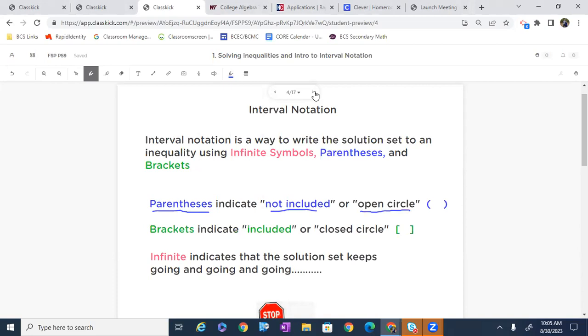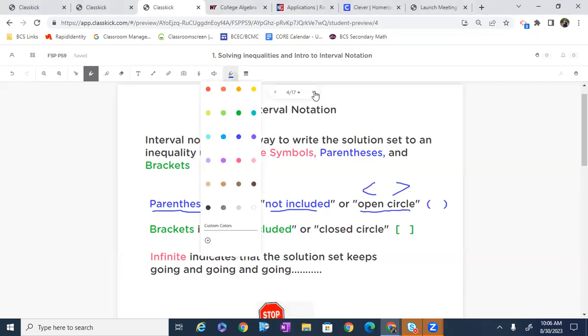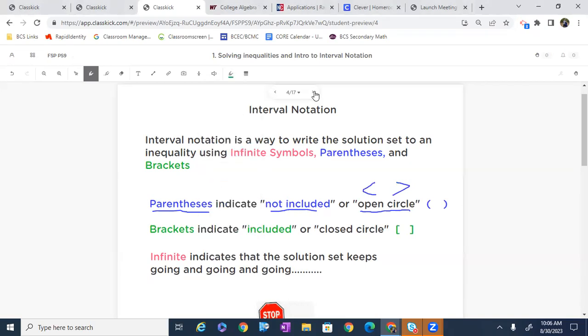We also use the less than and greater than signs. When we talk about brackets, brackets indicate that the answers are included. It's a closed circle, and we're going to talk about bringing in that equals to when we talk about our inequalities. Infinity indicates that the solution set keeps going and going, and as a result, we are going to be using parentheses on that because it's not a defined value.